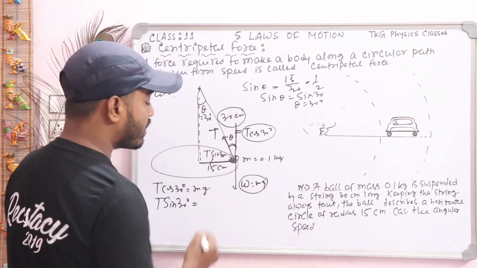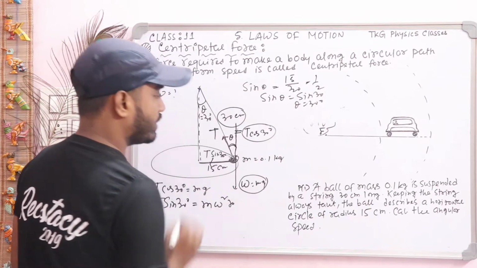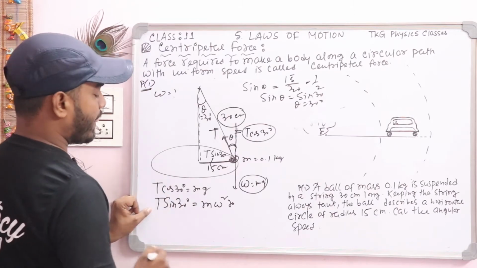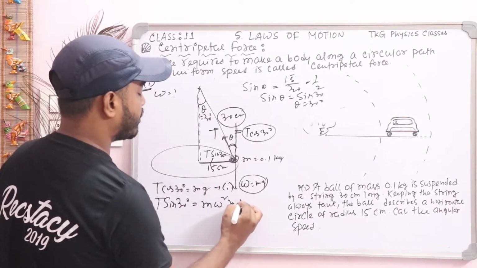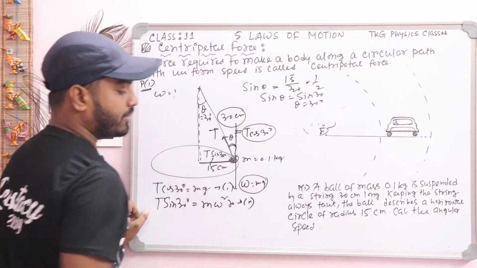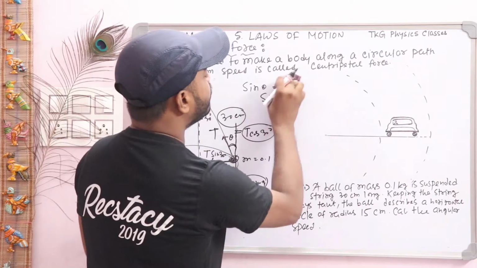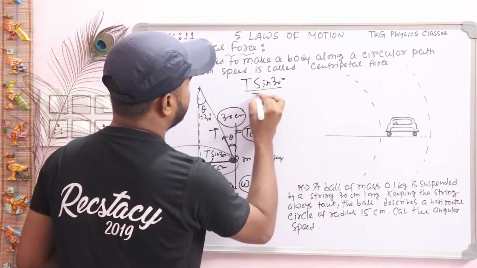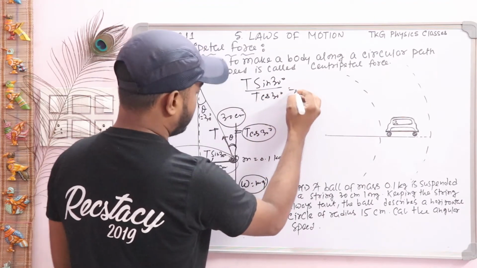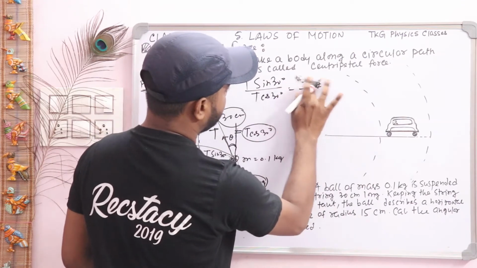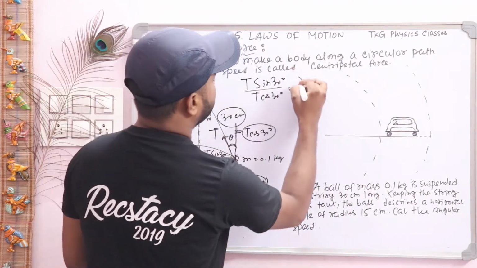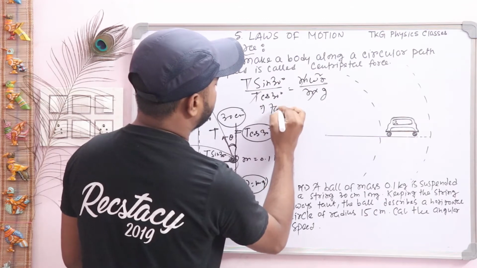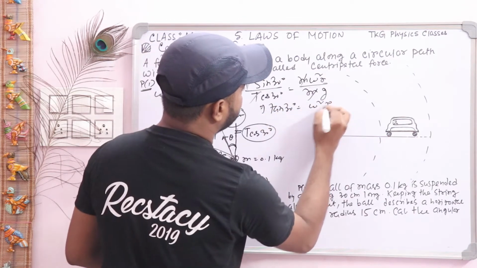You can write m v square by r, or here you can write m omega square r. We need to find out omega, so here you write m omega square r. Now you divide this part with this one. So suppose this is equation 1, this is equation 2. Now divide 2 by 1. So on dividing 2 by 1, you can write T sin 30 upon T cos 30 equal to m omega square r, and this one is mg. M cancels out, T cancels out, that is tan 30 is equal to omega square r upon g.